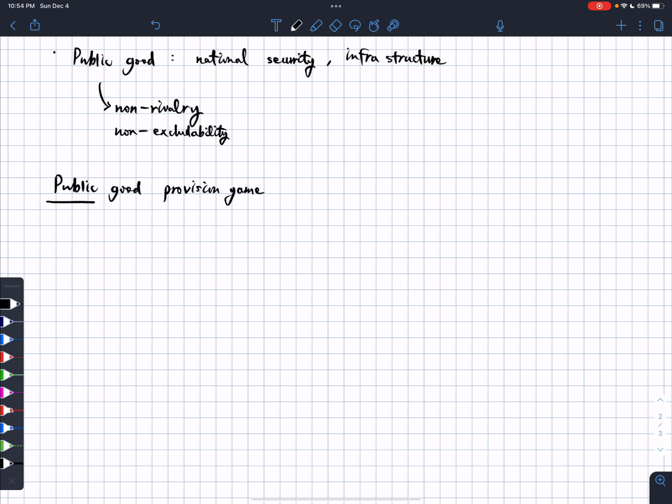Okay, and I will show you that in this game, people have incentive to under-provide the public good. In other words, they will have the incentive not to contribute to the public good as much as they would if they are the only one in the economy. So first of all, the terminology says that it is a game on deciding how much of the public good to provide. Okay, so let me present the model.